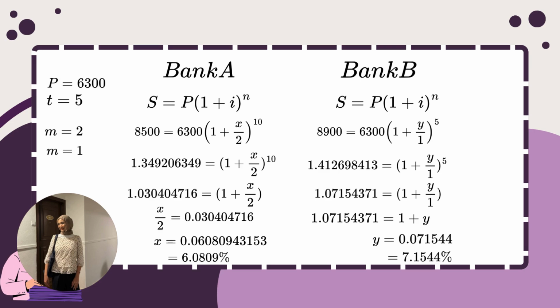And for Bank B, we again use the same formula. 8900 equals 6300 times 1 plus y raised to the fifth power. After dividing, we get 1.4127 equal to 1 plus y to the power of 5. Taking the fifth root gives 1.0715, so y equals 0.0715, which is about 7.1544%.